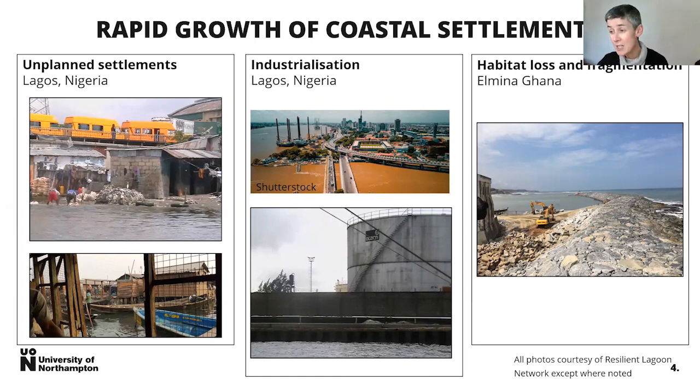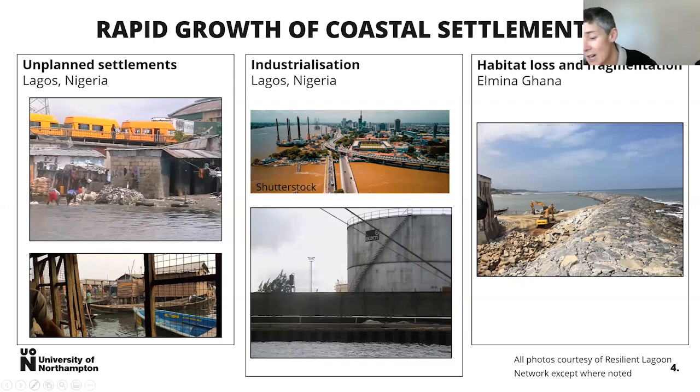Industrialization of port cities. I've got a couple of examples of Lagos here, as I previously mentioned, and then habitat loss and fragmentation. So that expansion of urban areas in the coastline is causing some of those key coastal habitats that act as a buffer between the marine environment and land activities to be lost. And the picture I have here from El Nino in Ghana is of a big hard engineering project that has decimated the dune area that was one of those key transitional environments between the land and the sea.